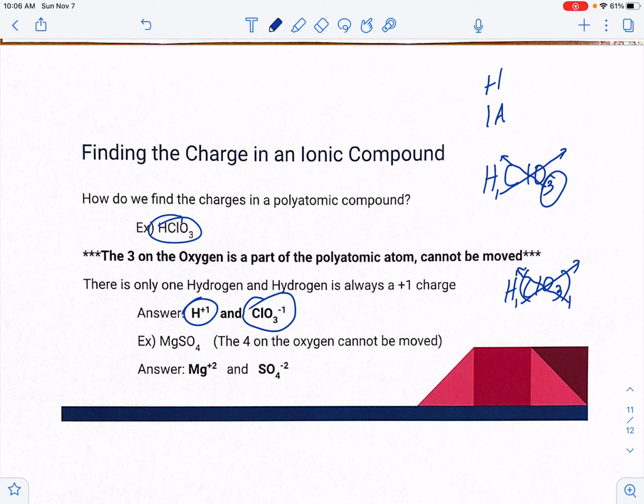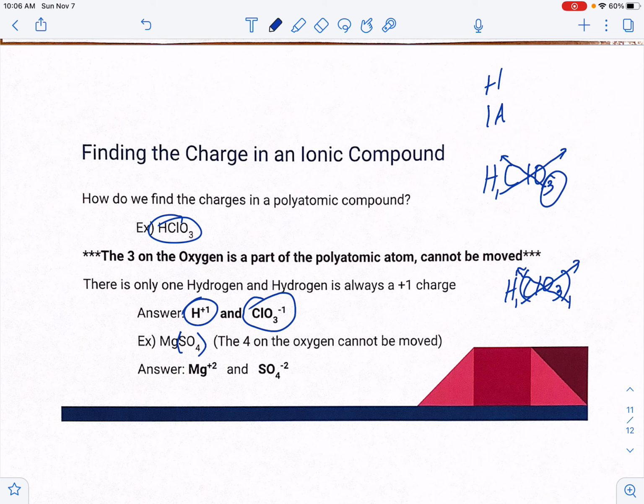Now something like MgSO4. Again, you cannot touch this 4. Do not move it, do not do anything with it. You can't reduce it, you can't add more to it. It is always going to be considered just sulfate. So I'm going to draw parentheses around this sulfate to contain it. That means 1 sulfate is there.